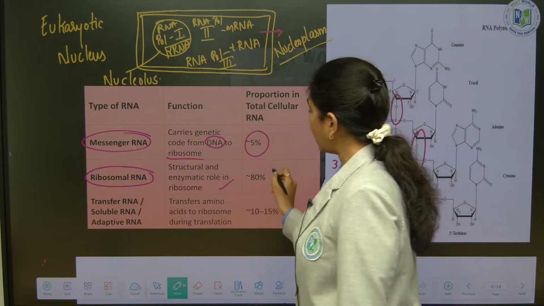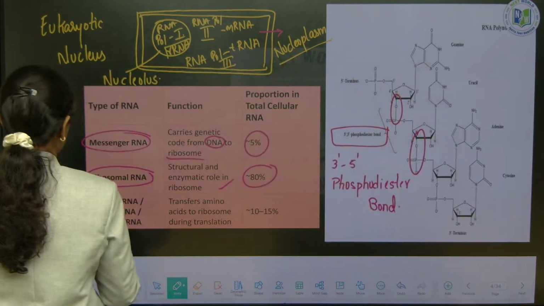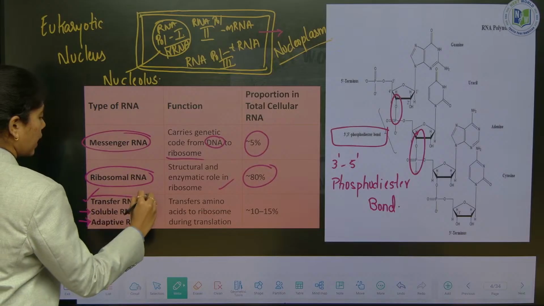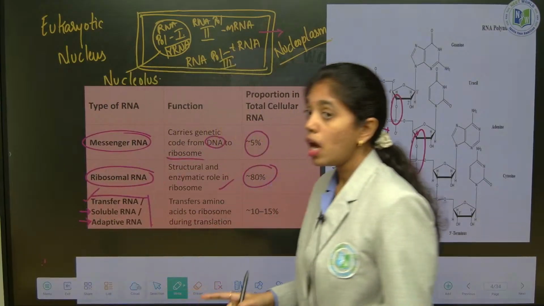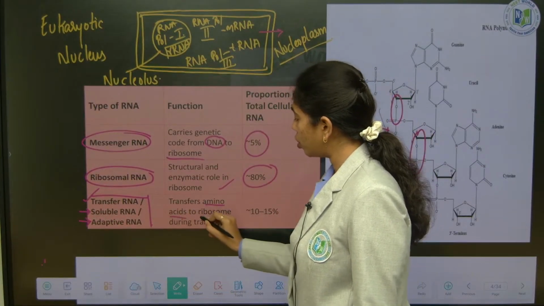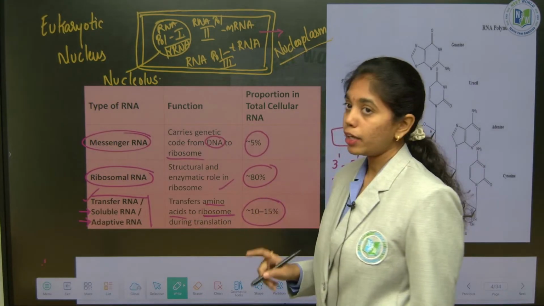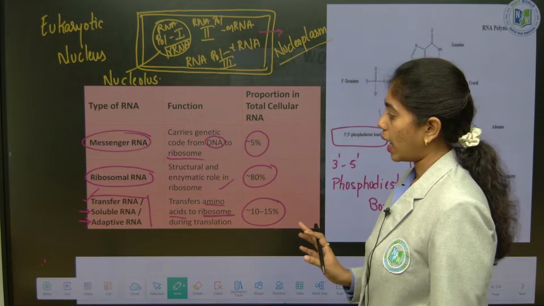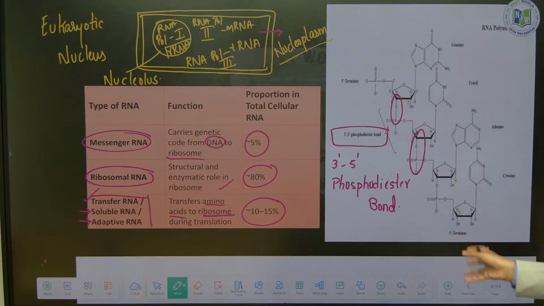rRNA is present, like 80% of total RNA is rRNA, followed by tRNA, which is also known as soluble RNA and adaptive RNA. This helps in transfer of amino acids to ribosomes during translation. How much percent is it present? 10 to 15% of total RNA will be tRNA. Clear till here? Types of RNA, its functions and its total proportion in the cellular RNA. Till here it is fine, right?